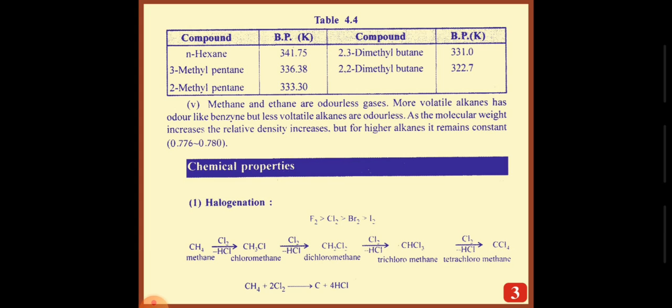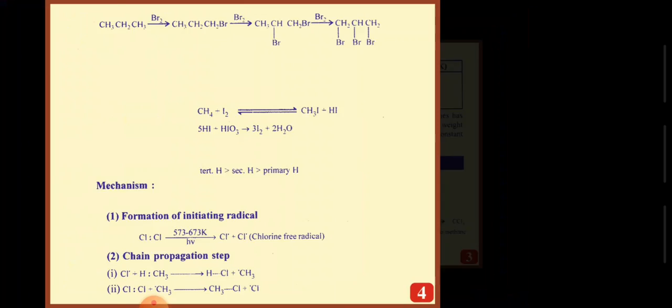Methane reacts with chlorine in diffused sunlight at 573 to 673 degrees Kelvin. It forms chloromethane. This reaction continues till all hydrogen atoms of methane are replaced by halogens. Methane reacts with chlorine in direct sunlight. It forms carbon black and HCl.